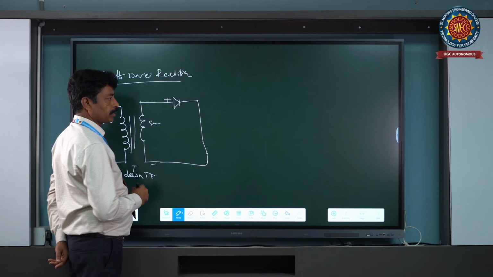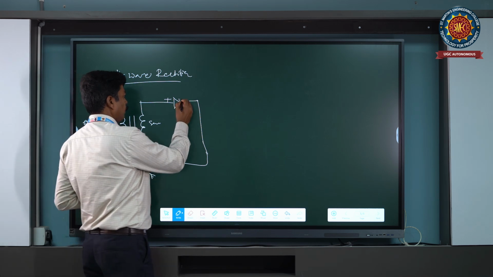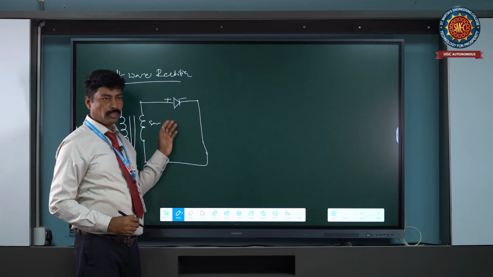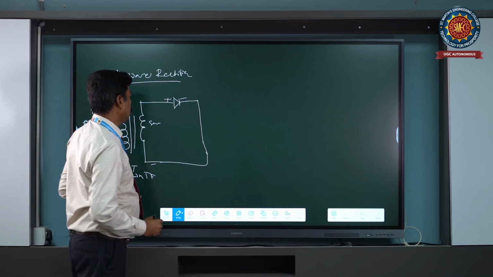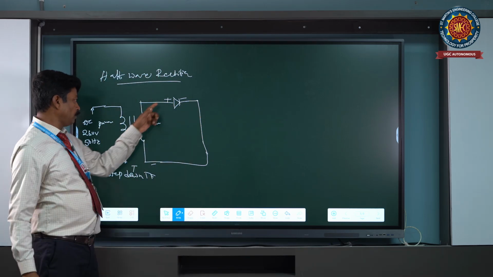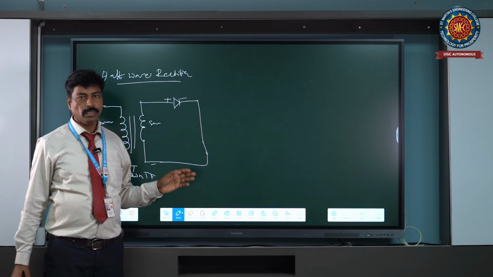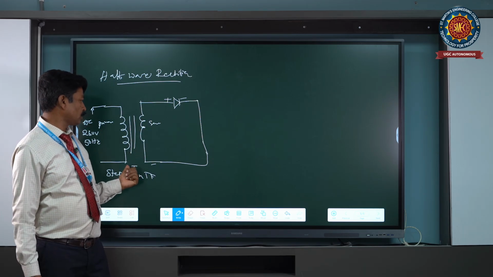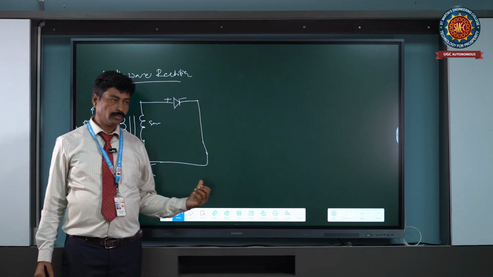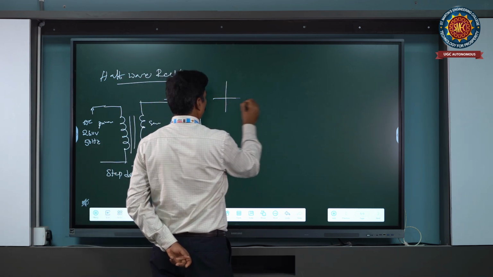In the step down transformer, the secondary positive is connected to the diode positive, and the diode negative is connected to the transformer negative. The diode is in the on condition, connected in forward bias. If the diode positive is connected to the transformer negative, that is the diode connected in reverse bias. The diode is in the off condition. You can apply this in a rectifier.